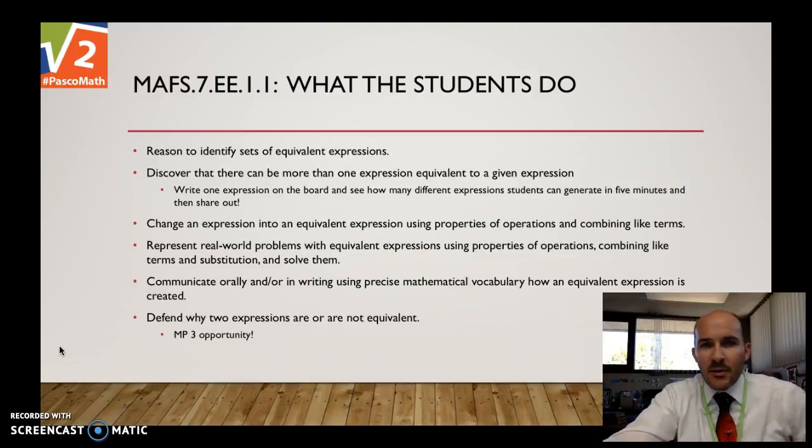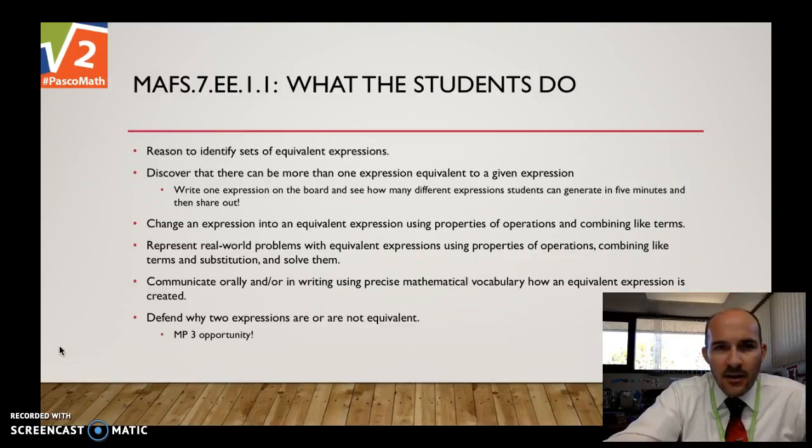Students need to be able to represent real-world problems with equivalent expressions using properties of operations, again, combining like terms and substitution, and solve them. Communicate orally and in writing using precise math vocabulary on how an equivalent expression is created, and defend why two expressions are or are not equivalent. Again, that math practice 3, construct viable arguments and critique the reasoning of others. A great opportunity there.